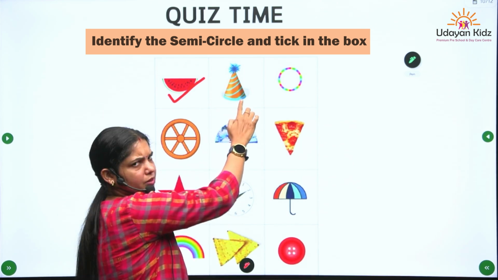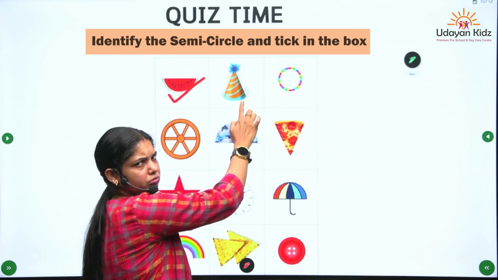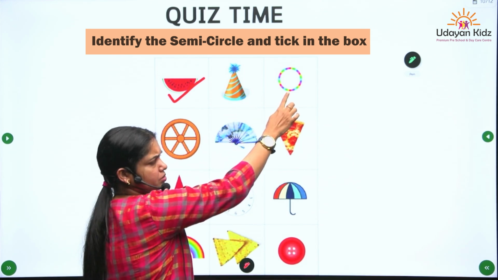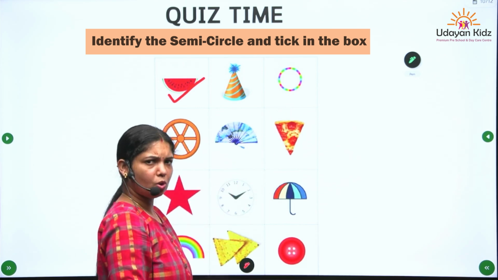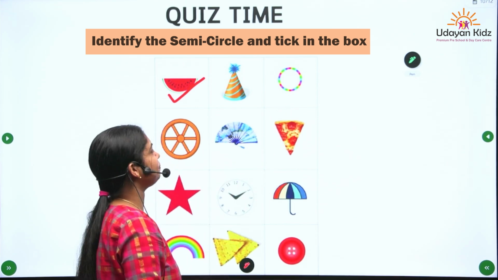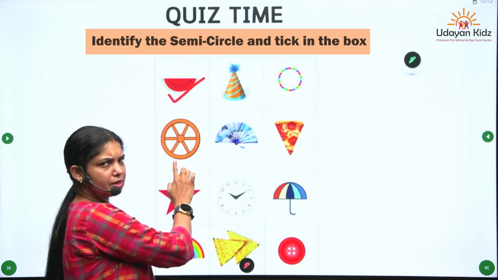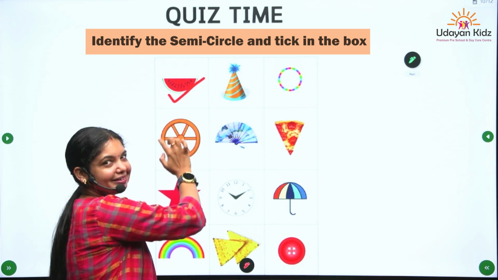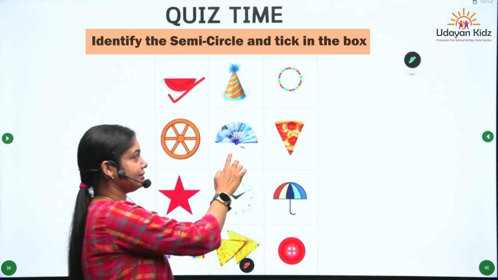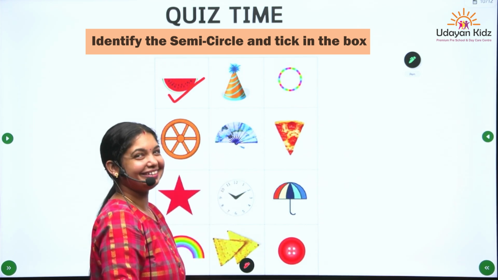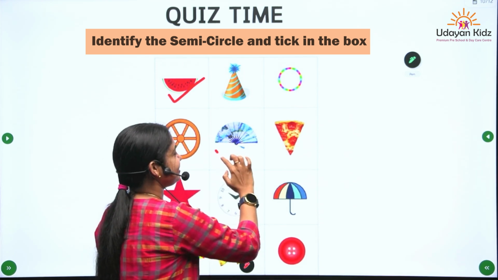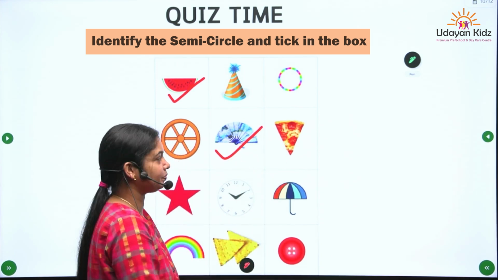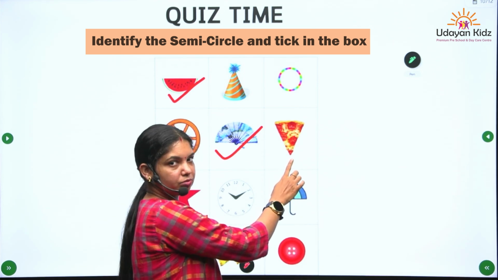Is this semicircle shape? Oh, this is a circle shape. This semicircle? Yes, you are right, children. This is semicircle shape.